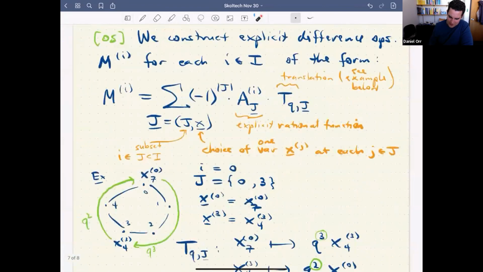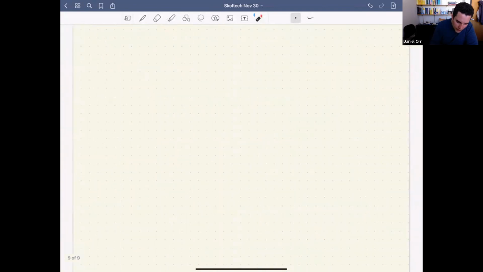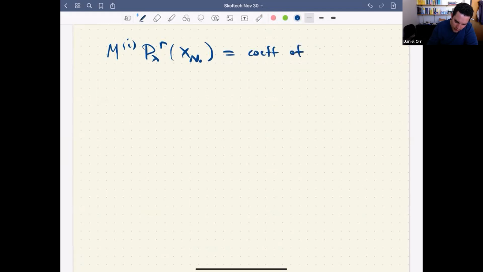Yeah. Maybe I should write it. Let me write it. So you have M_I equals the coefficient of chi_I in the sum, let me say it like this, coefficient of chi_I in the sum q t to the n minus k, where n is the total number of variables.